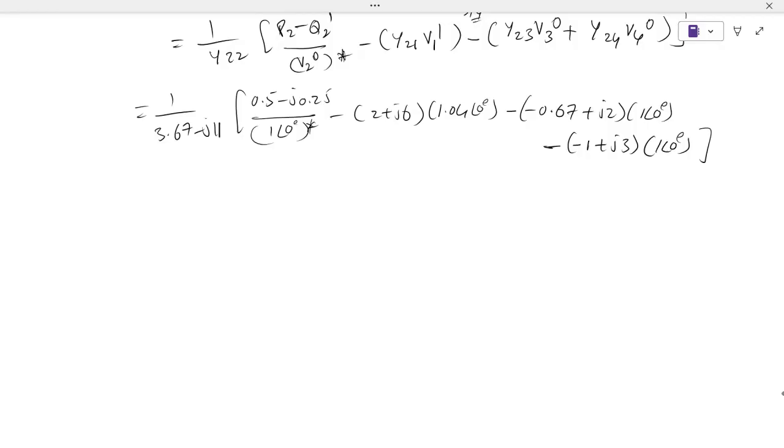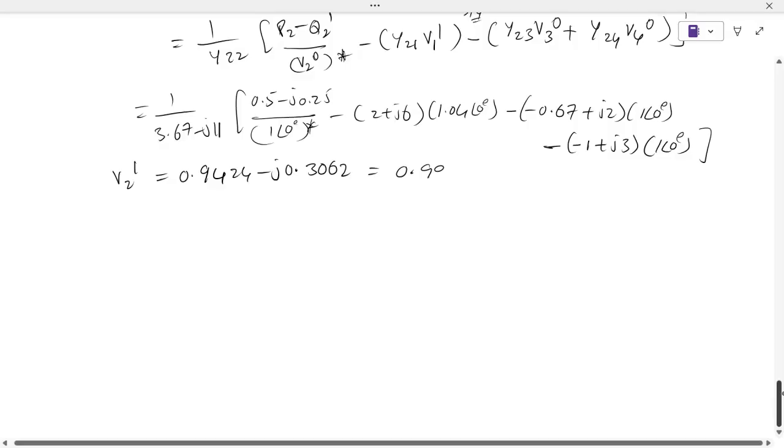Okay. After substituting, our V21 value is 0.9424 minus j0.3062, that is equal to 0.99 at an angle of minus 18 degrees.